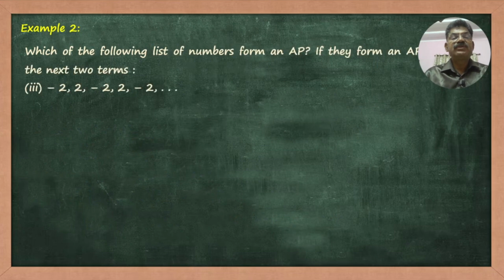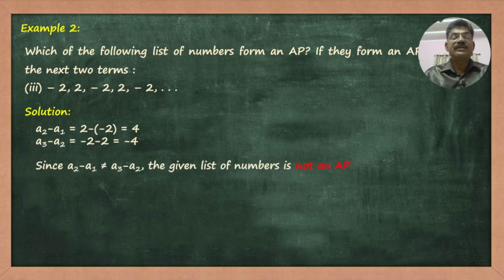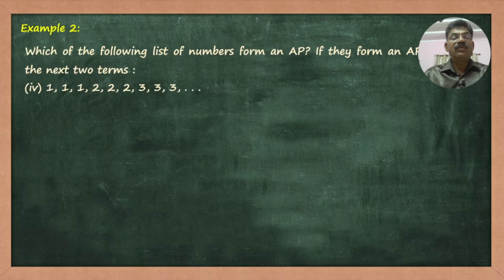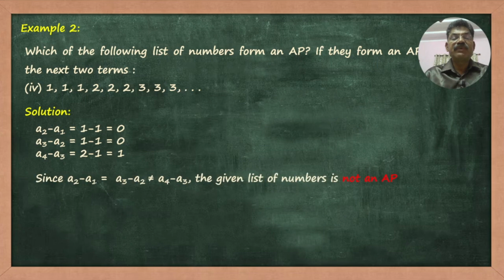Third problem, minus 2, 2, minus 2, 2, minus 2 and so on. When you find A2 minus A1, it is equal to 4. But A3 minus A2 is equal to minus 4. Therefore, this is not at all an arithmetic progression. Let us leave this. Fourth problem, 1, 1, 1, 2, 2, 2, 3, 3, 3 and so on. This also you can easily guess that the common difference is not the same. Therefore, it is not an arithmetic progression.